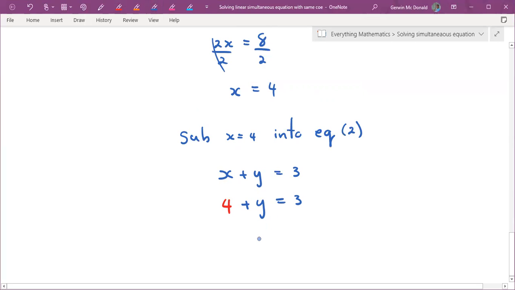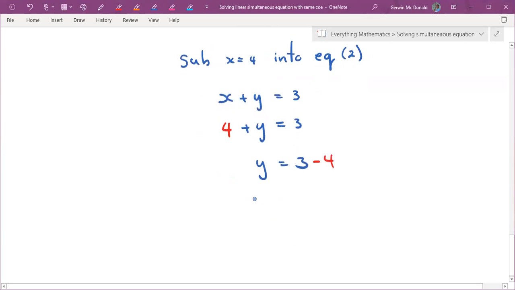And when we transpose the 4, we will end up with y is equal to 3, and the 4, when it's sent to the other side, will be minus 4. Hope we could see that. And at the end of the day, y will be equal to -1. That's our answer. So when x is equal to 4, y is equal to -1.